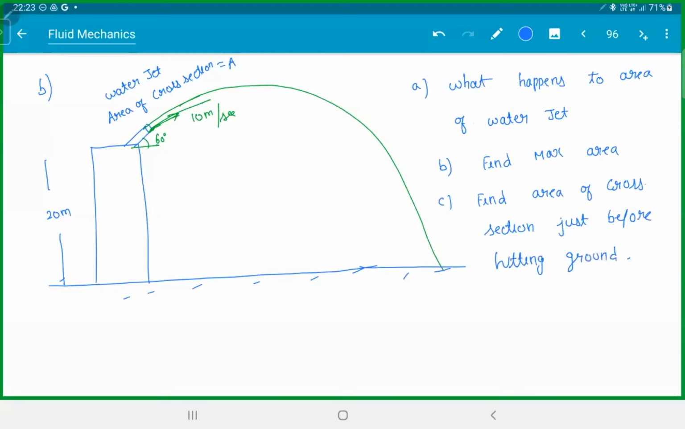I hope the question was clear. You're spraying a water jet of area of cross section A with 10 meter per second at 60 degrees. What will happen to the area of the water jet as it flies and comes down? Will it increase? Will it decrease? Increase and decrease, decrease and increase. Find the maximum area. Through the entire motion, where is the maximum area you get? And what is the area of the water jet just before hitting the ground?